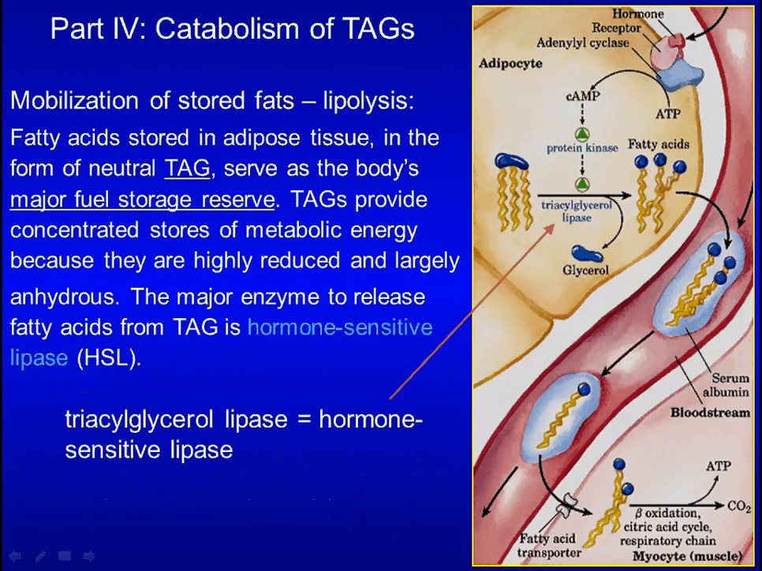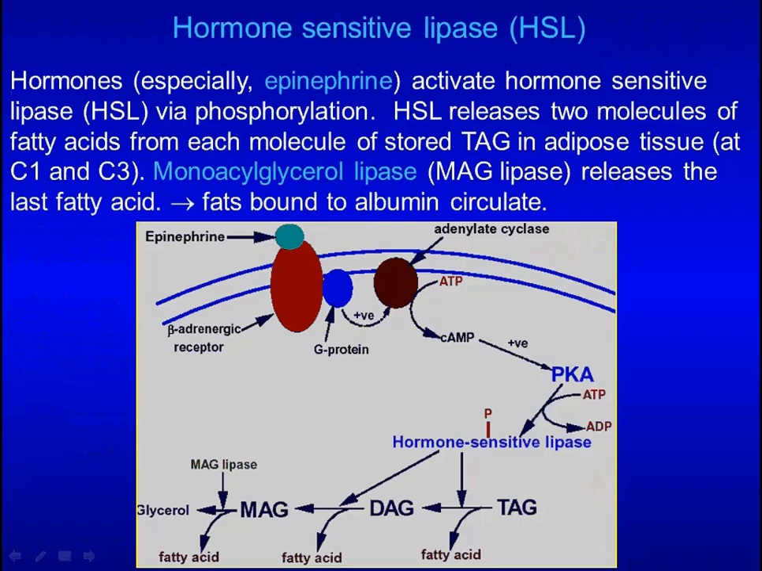Now let's move to part 4. Fatty acids in the form of TAG serve as the body's major fuel storage reserve. During starvation, hormone-sensitive lipase is the first enzyme to release fatty acids from the storage. Epinephrine activates hormone-sensitive lipase by phosphorylation.